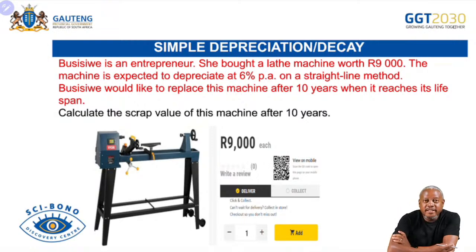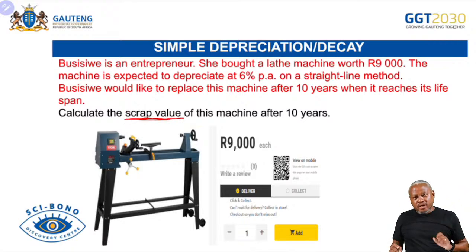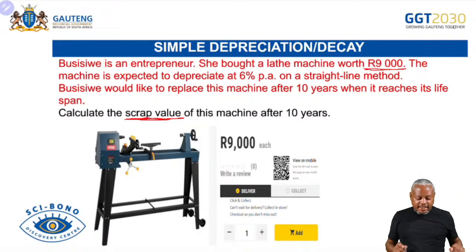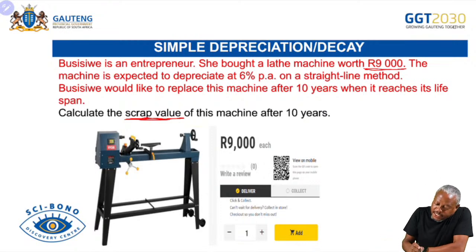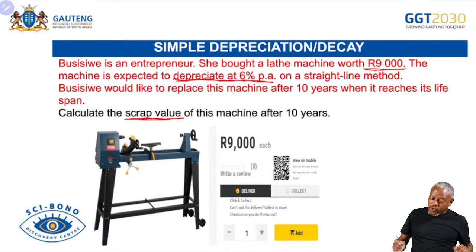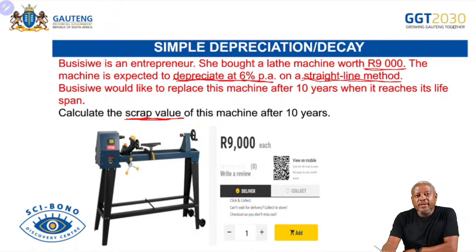Firstly, what we need to do now is identify this one. We've got the scrap value, so that we are able to identify the correct formula. Now, Busiwa is an entrepreneur. She bought a lathe machine. The machine is worth 9,000 rand. The machine is expected to depreciate at 6% per annum. It means the machine goes down, depreciates, on a straight line method. I've given you those two formulas, and I'll ask you to identify them. Please take note of them.